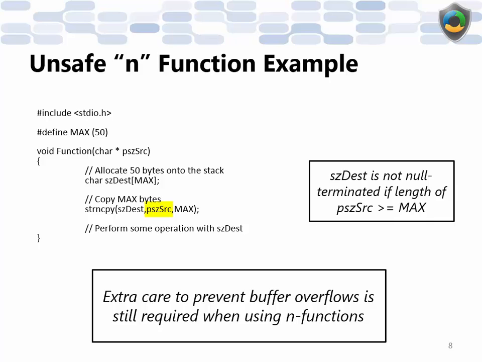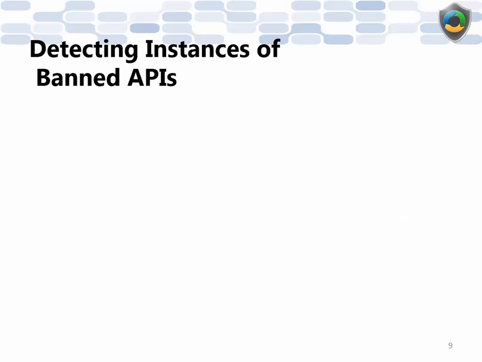So the n functions can be an effective alternative if they're used correctly. If organizations continue to use these n functions, extra care is required by developers to ensure that the size of the destination buffer has been correctly calculated. All right. Microsoft, though, has chosen to take a more defensive approach, and they've just decided to ban these n functions for use in new applications. In lieu of these banned n functions, Microsoft recommends using StrSafe and SafeCRT as safer alternatives, and we'll talk about those a little bit later on in this presentation.